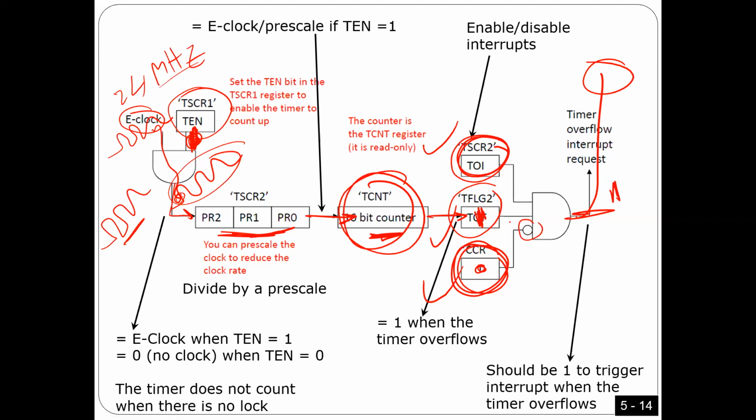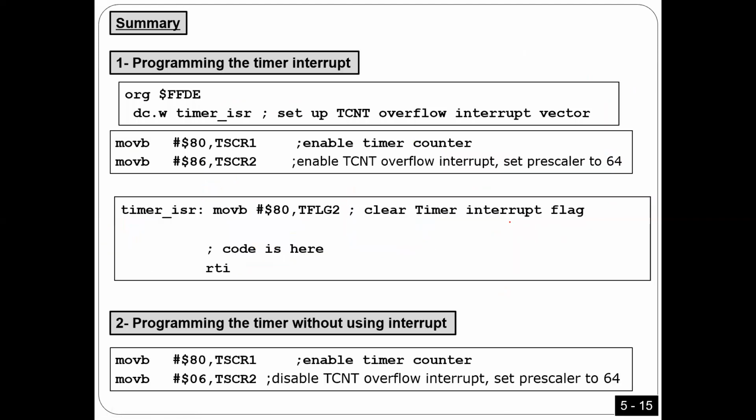The good thing about this slide is I just put everything together, right? Here I just put the summary. If you want to program the timer interrupt, that's what you have to do. You have to put this one here. You have to program enable timer, your TSCR1, as I said, TSCR2, as I mentioned before, and this is the interrupt subroutine. You have to use the same name here, as I did in RTI and IRQ as well.